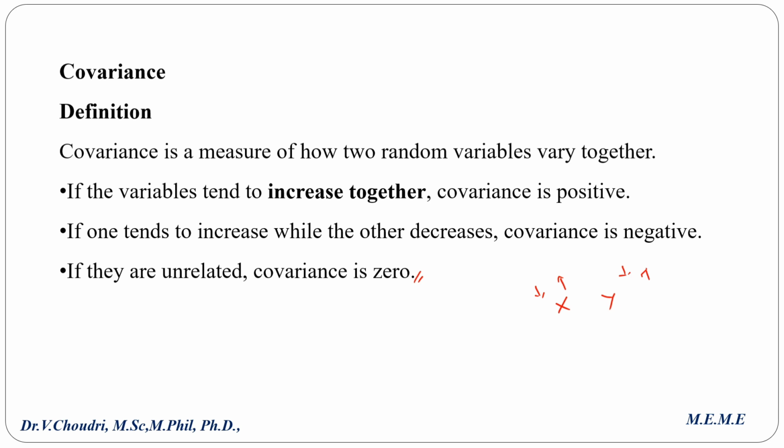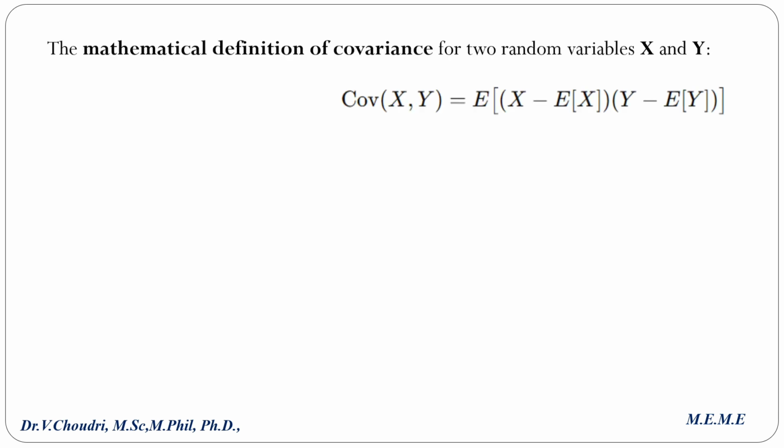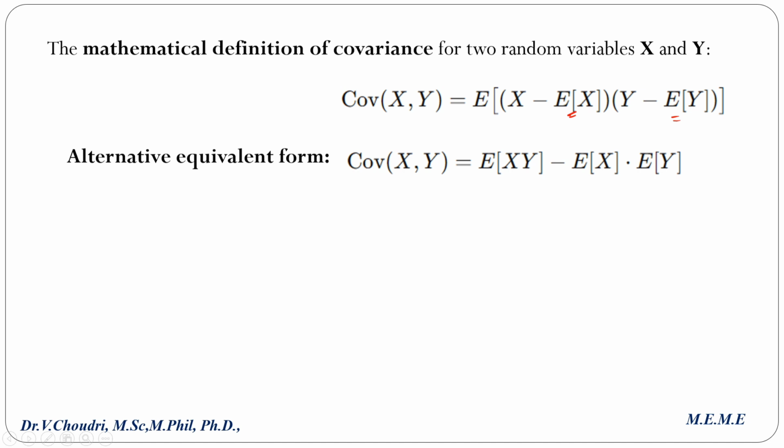Okay, right. Mathematical definition: covariance of x comma y equal to expectation of x minus mean of x into y minus E of y. While we multiply these two, we can get the simplified form: covariance of x comma y equal to expectation of xy minus expectation of x into expectation of y.